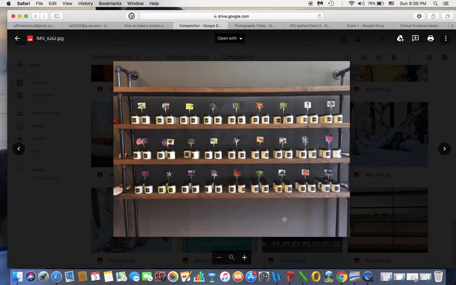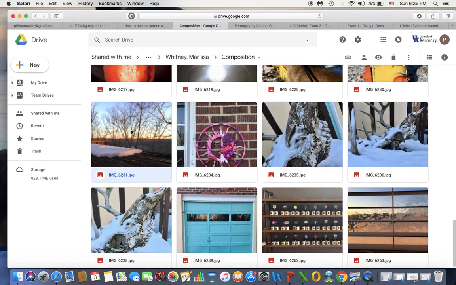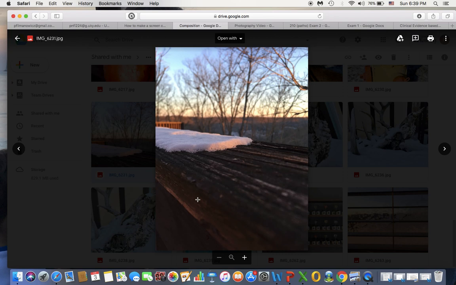For example, this one with all the candles being lined up and then having something specific sticking out of them as well. And then I also saw that you use subject isolation with this one on the porch, and you're focusing on the snow and the wood of the porch, and then in the background is the blurriness or faded out background of the trees and the sunset.